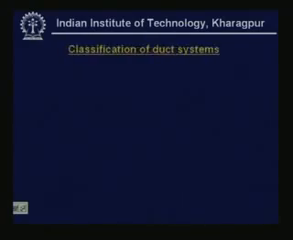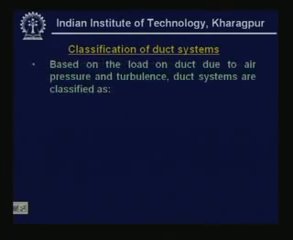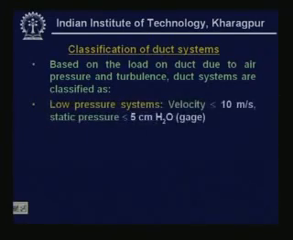So, let us first look at classification of air conditioning duct systems, how they are classified. Based on the load on duct due to air pressure and turbulence, duct systems are classified as low pressure systems wherein the air velocity is less than or equal to 10 meter per second and the static pressure is less than or equal to 5 centimeters of water column. These systems are known as low pressure systems.